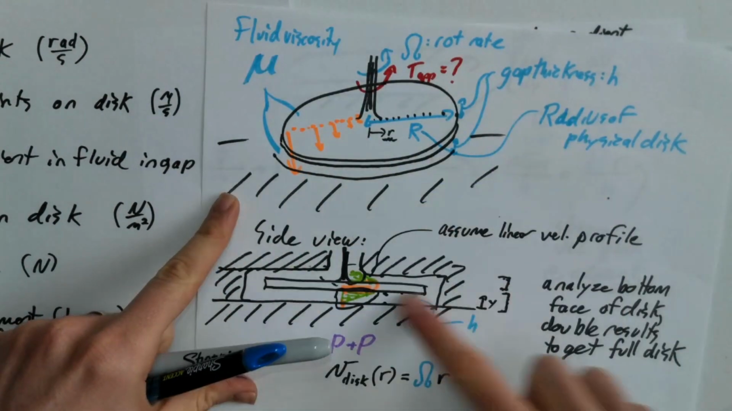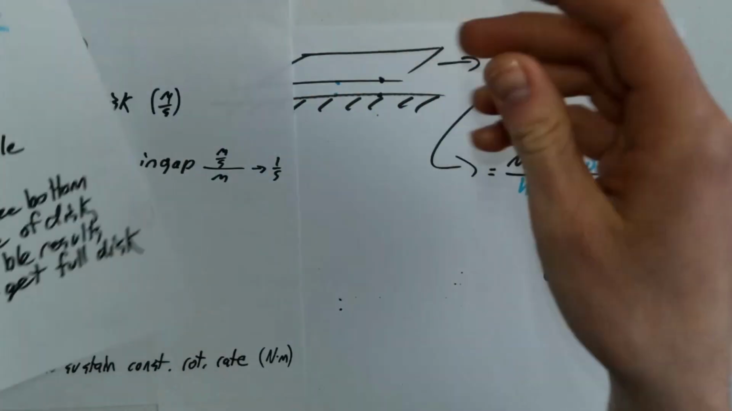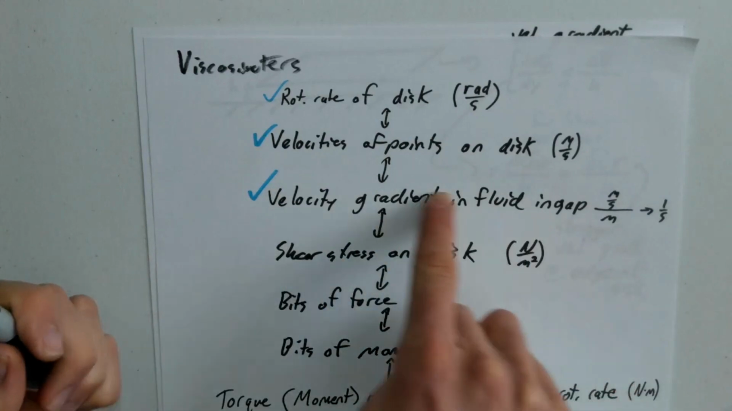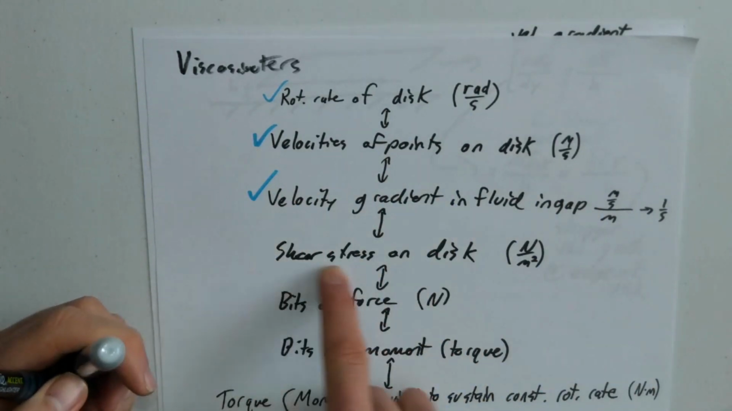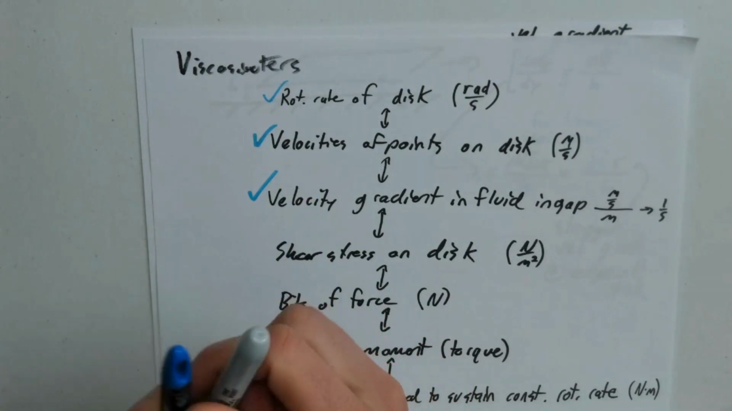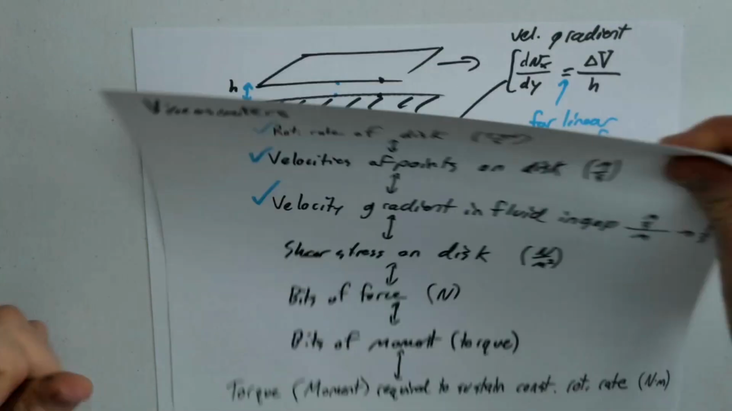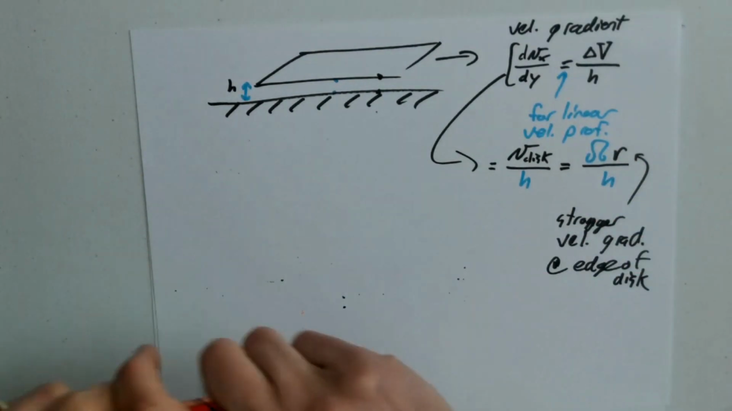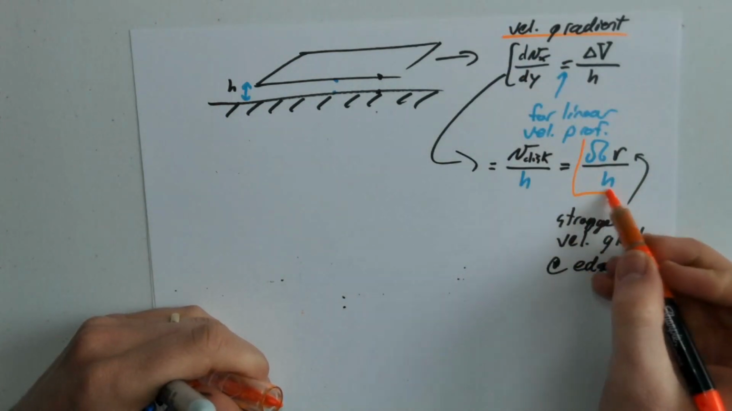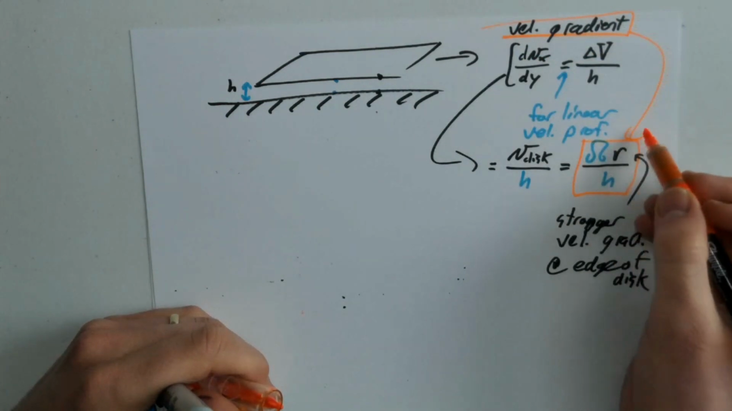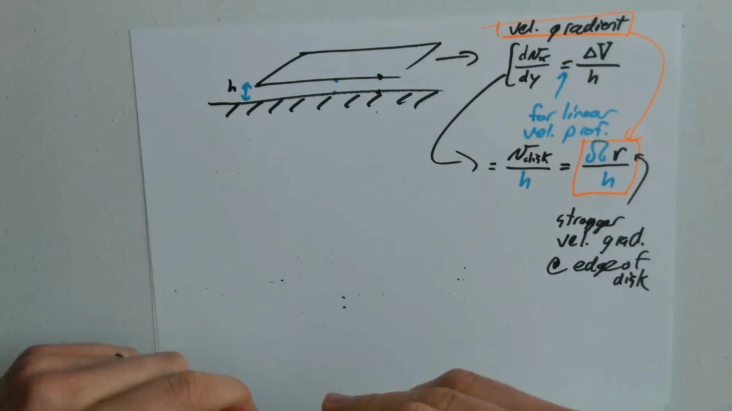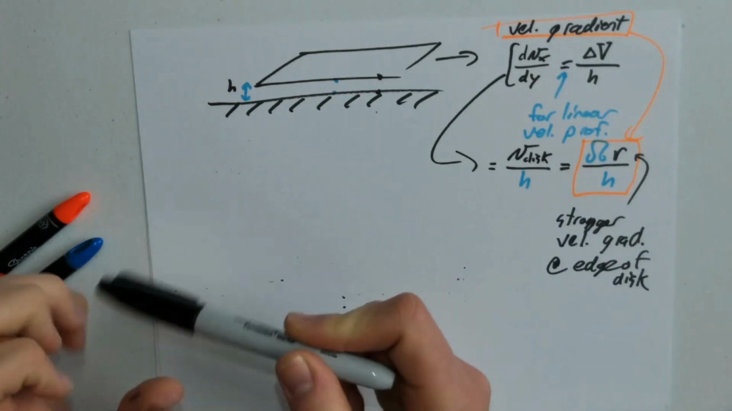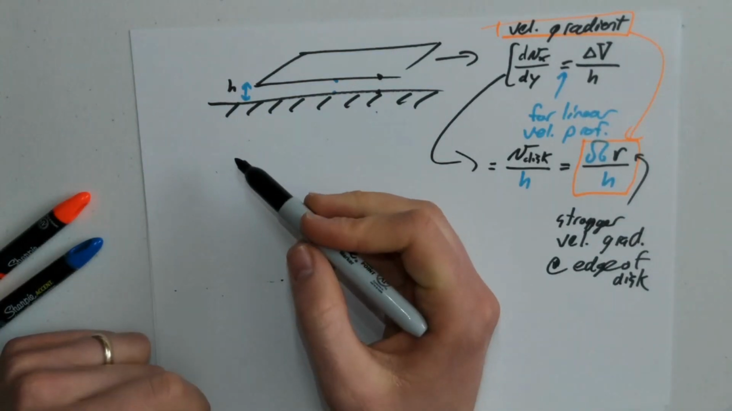All right, so what are we going to do here? Now that we have information about the velocity gradient of the fluid in the gap, let's work out the relationship between velocity gradient and shear stress on the disk. This is the velocity gradient that we got, in terms of knowns, constants, etc. Now we need to use this velocity gradient to figure out what the shear stress is on the disk.